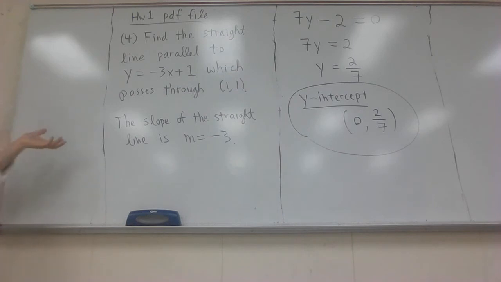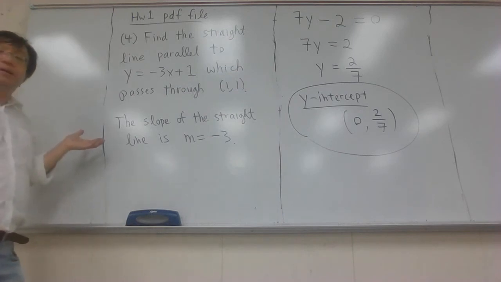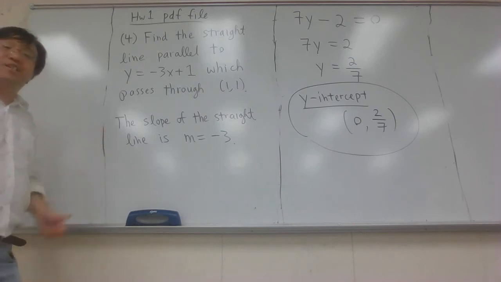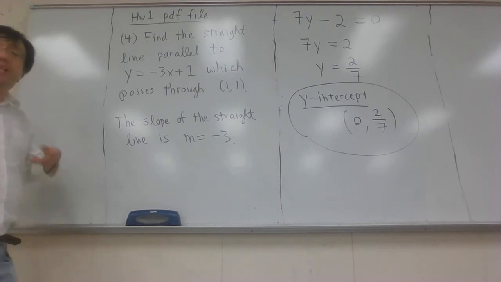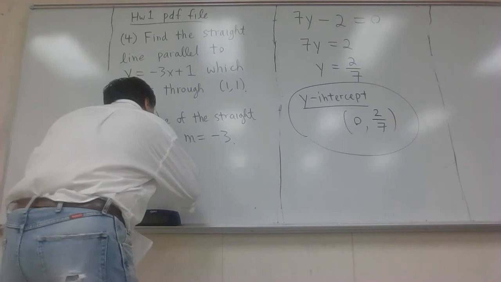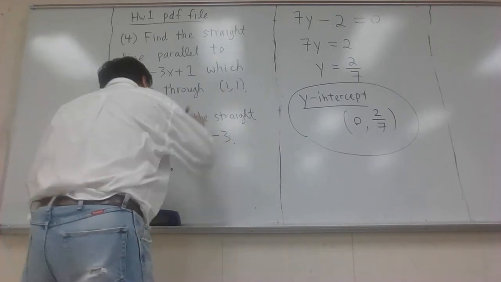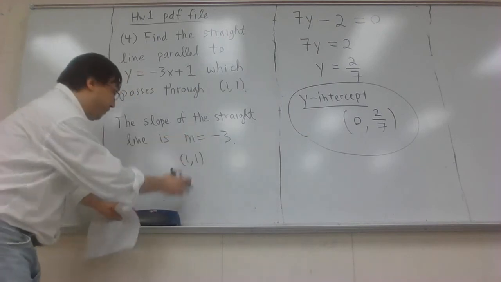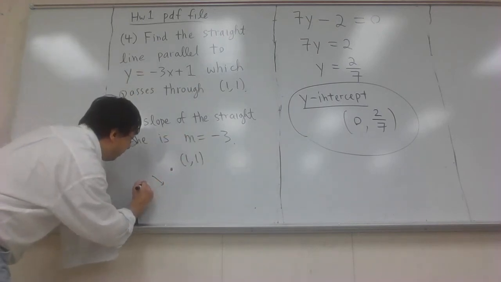And so note that we are in the situation of principle 2: a point and a direction determine a unique straight line. We have a point, 1, 1, on the straight line. And we have a direction: we have a slope of -3.